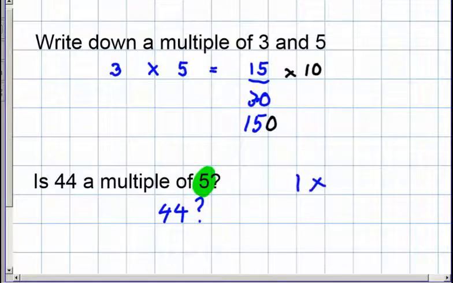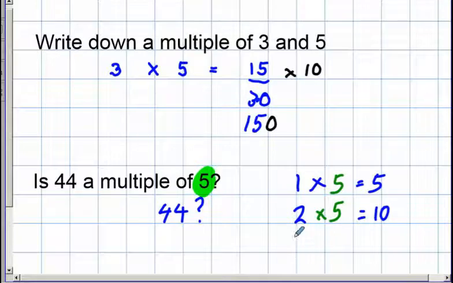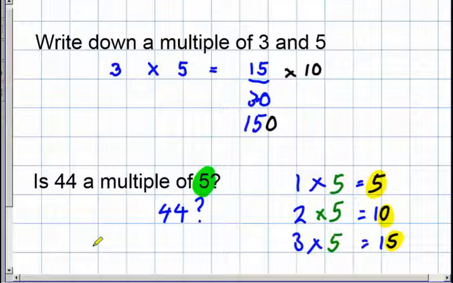For instance, 1 times 5 is 5. 2 times 5 is 10, and so on. But what you soon notice, this only really applies to multiples of 5, you notice that all the multiples of 5 end in either 5 or 0. So looking at this number here, 44, it's not a multiple of 5. So that only applies to the number 5. With other harder numbers, you're just going to have to perhaps use trial and error.